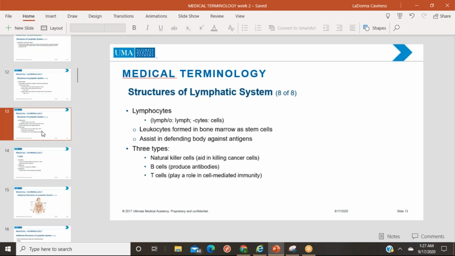Lymphocytes. Lymphocytes form in bone marrow as stem cells and assist in defending the body against antigens. And this is the breakdown of the term lymphocytes. LYMPH with the combining vowel O means lymph, and cytes refers to cells. Three types. Natural killer cells aid in killing cancer cells. B cells produce antibodies, and T cells play a role in mediating immunity.